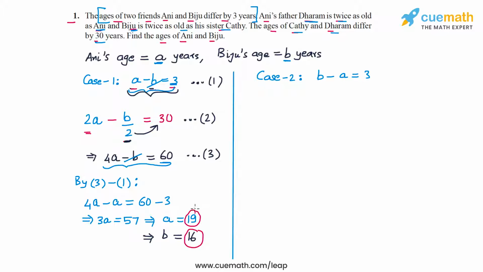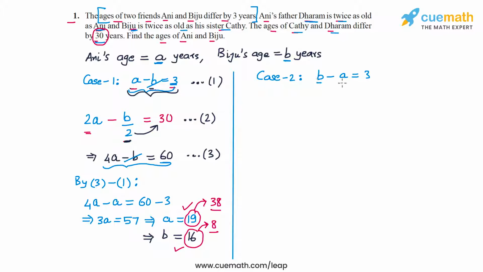Well, let's see. Ani's father Dharam's age will be twice of Ani's age, so that's 38, and Biju's sister Kethi will be half of Biju's age, so that's 8, and we see that 38 minus 8 is equal to 30. So this aligns with what's told to us. So this answer is correct. Ani's age being 19 years and Biju's age being 16 years. This answer is correct. Now let's go to case 2.